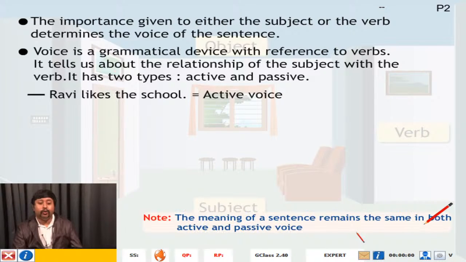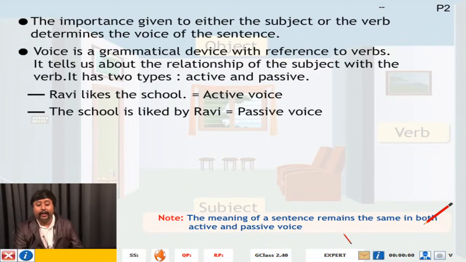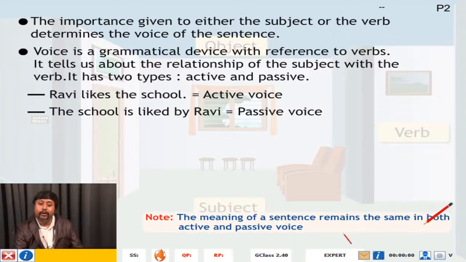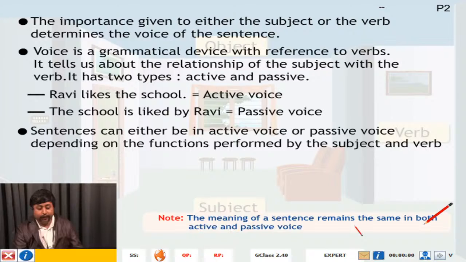Now, Ravi likes the school. This is an active voice. The school is liked by Ravi. This is a passive voice. So Ravi likes the school. Etu ki hobo? Active voice. The school is liked by Ravi. That would be what? Passive voice.